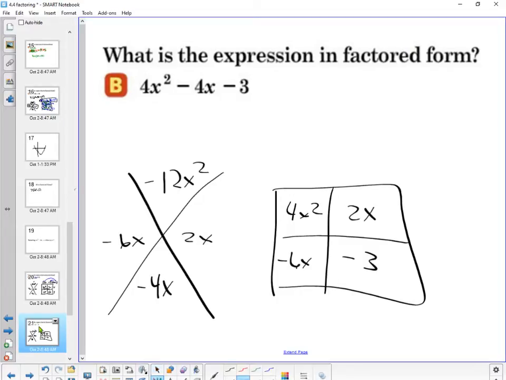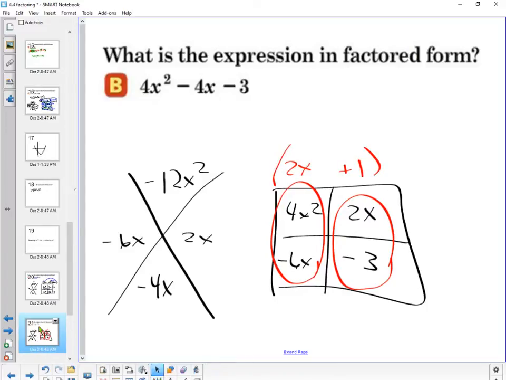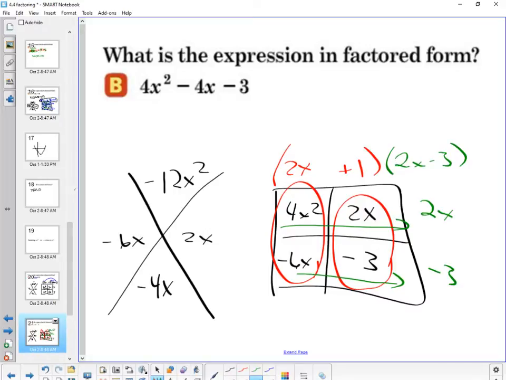Okay. Right here, what do these guys have in common? 2x. What do these guys have in common? A 1. So there's that. Over here, going that way, they have 2x in common. Going that way, negative 3. 2x minus 3. And then you want to check, make sure that you are getting this back, because sometimes you might have to tweak it a little bit, because you didn't get it exactly right. But there it is. I think this one works well. It does. Cool? Alrighty.